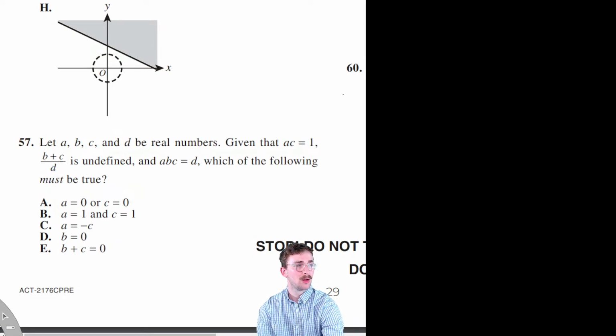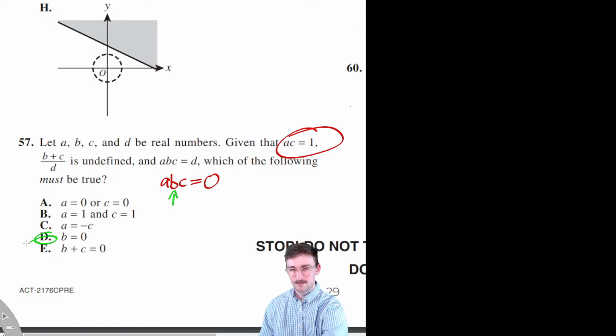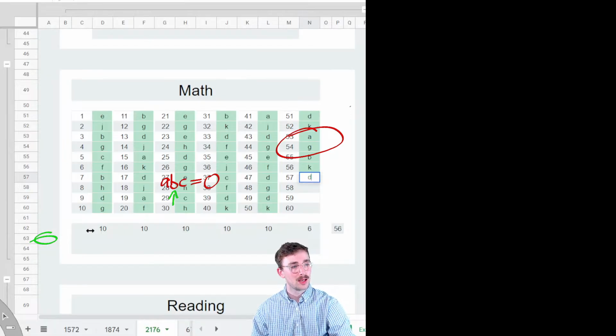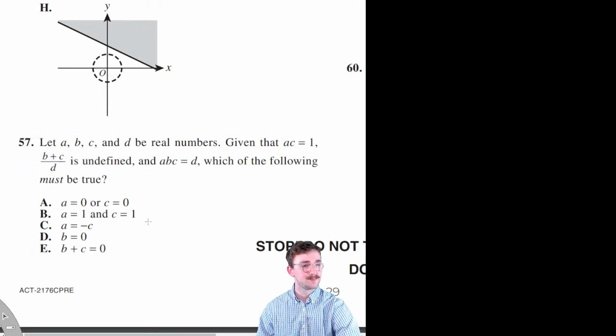If d is 0, okay, I see how I'm connecting this. We're dividing by 0, that's why this is undefined, which means that a, b, c equals 0. So if a times c equals 1, that means neither of those numbers are 0, which means it has to be b. B is 0. D is the answer. I am certain of it. Tricky problem, kind of like a puzzle.